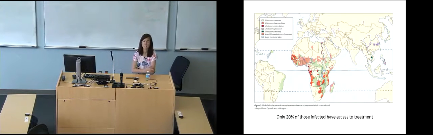And currently, and I think the current numbers are actually based on a couple of years ago, about 20% of the world's population who's infected with schistosomiasis access treatment. So this is a huge problem, and a problem I'm really not going to talk too much about today, but I want it to be noted.